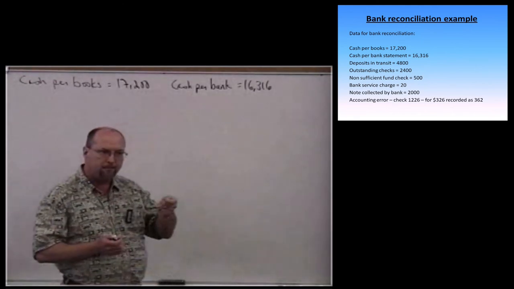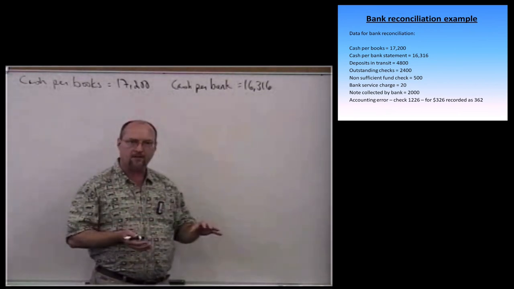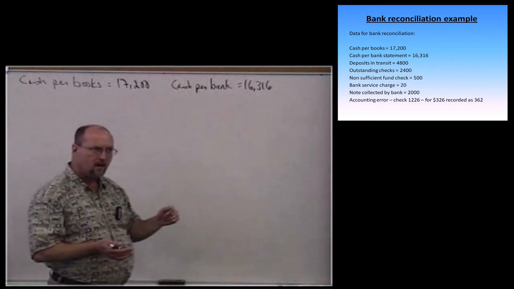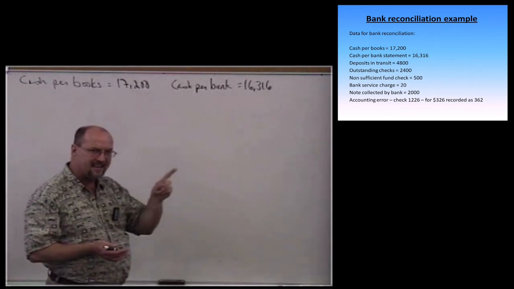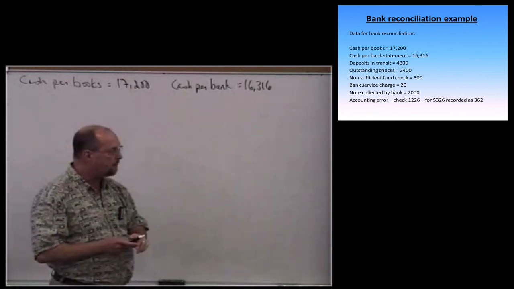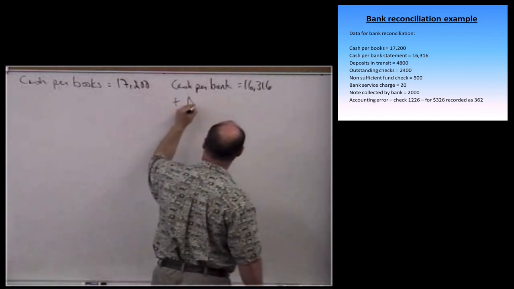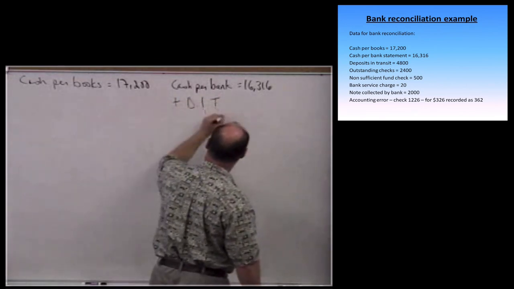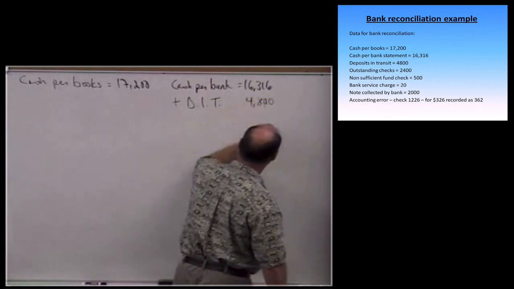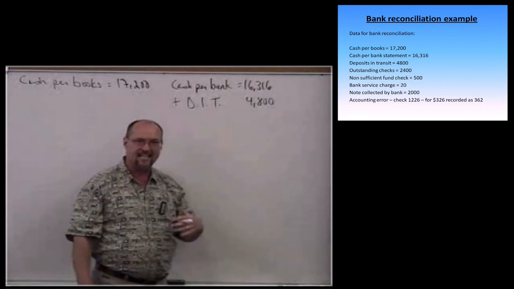If I put a check in the ATM machine at 9 o'clock at night, I've accounted for it, but it's not on the bank statement. Okay? So I've accounted for it. Bank has not yet accounted for it. They'll find out about it the next day, but it's not in that bank statement balance for this month. So I'm going to add, and I'm just going to abbreviate, deposits in transit, and that's $4,800. Outstanding checks. I wrote a few checks that have not yet cleared the bank.